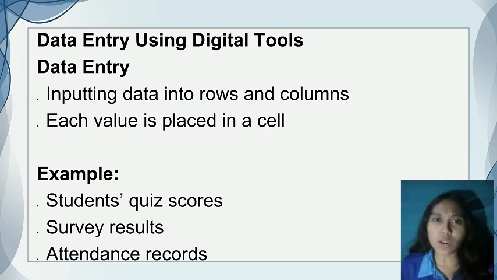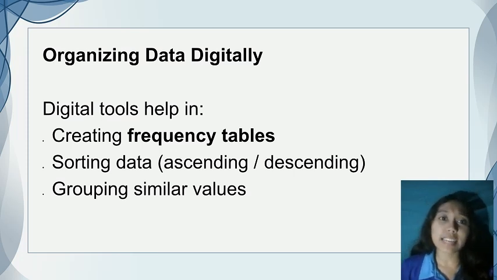In a spreadsheet, where is each individual piece of data placed? A, row. B, column. C, cell. D, table. Now we will move on to organizing data digitally.